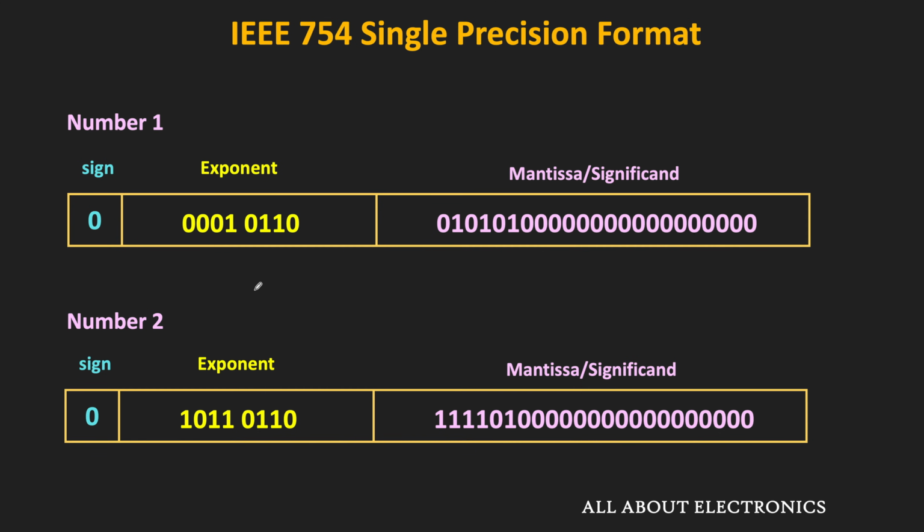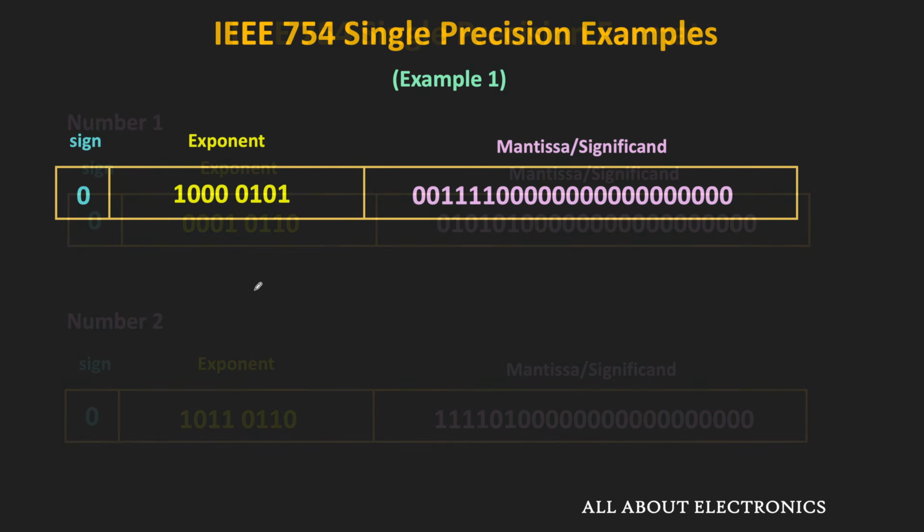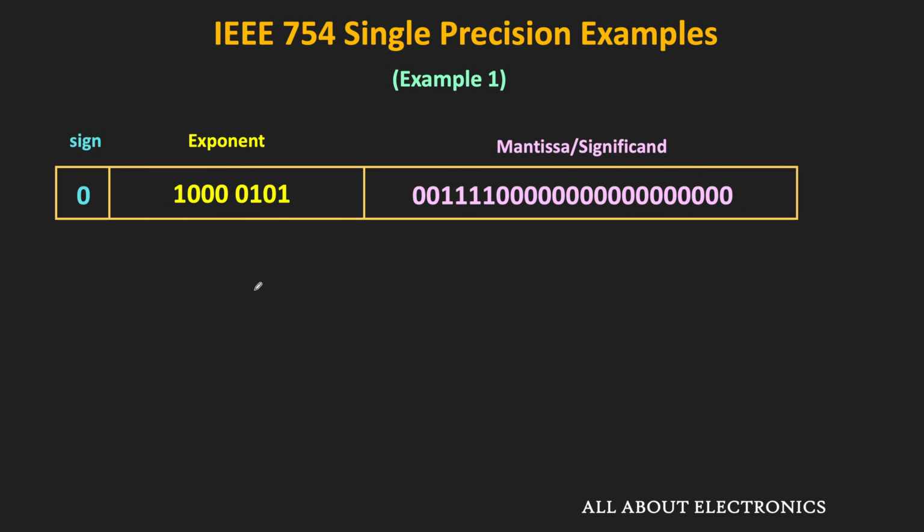Alright, so now let us take a couple of examples and see, if any number is stored in this IEEE single precision format, how to find its actual value. So let's say this is a 32-bit number which is stored in this single precision format. We know that in this single precision format, the MSB is the sign bit. Then the next 8 bits represent the exponent value and the remaining 23 bits represent the mantissa value. So here, since the MSB is 0, we can say that the given number is a positive number.